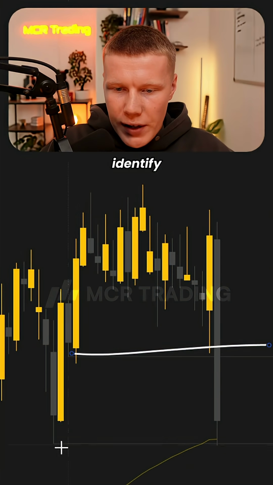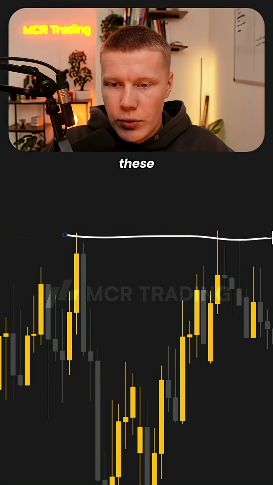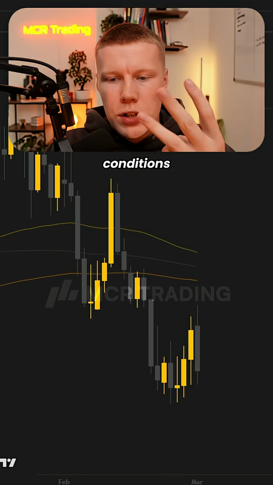How do I even identify these zones in the first place, and what are my conditions? Because just knowing how to identify these levels and be aware of these levels can increase your win rate a silly amount. So there's 3 conditions I look for.